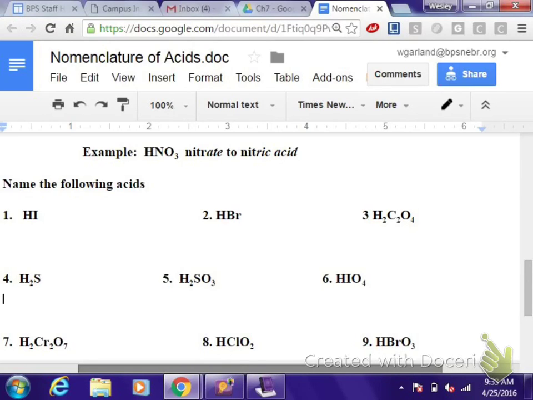Okay? Now, I'm going to switch gears. I'm not going to name anymore, but I'm going to give you a couple examples where we have to write the formula from the name. Then I'll let you guys complete this front side and we can talk about your answers that you would have.